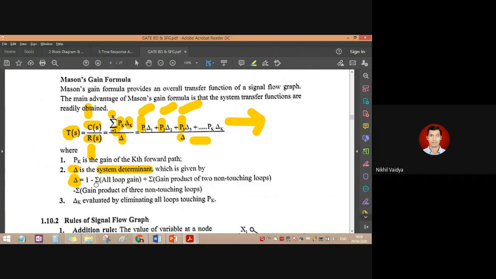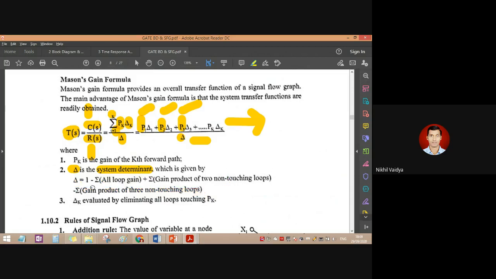Delta is equal to 1 minus summation of all loop gains, plus summation of gain product of two non-touching loops, minus summation of gain product of three non-touching loops, and this formula will go ahead further like that.